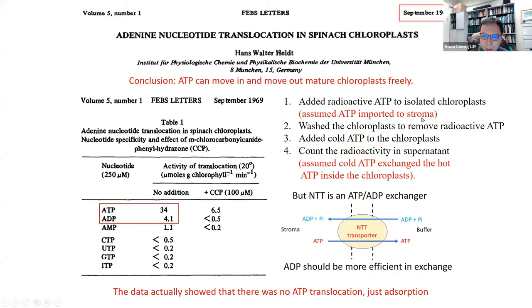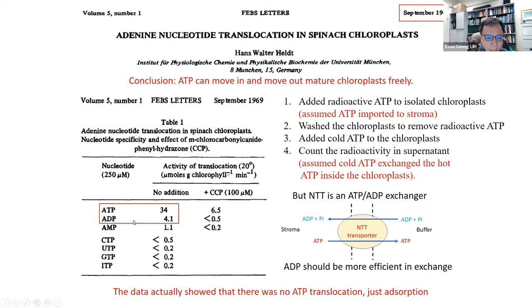And then he washed the chloroplast to remove the radioactive ATP, and then he added cold ATP to the chloroplast, and assumed that the cold ATP could exchange the hot ATP inside the chloroplast. And then this was his result. He found that ATP could elute the radioactive ATP inside the chloroplast, whereas CDP, UTP, GTP could not.